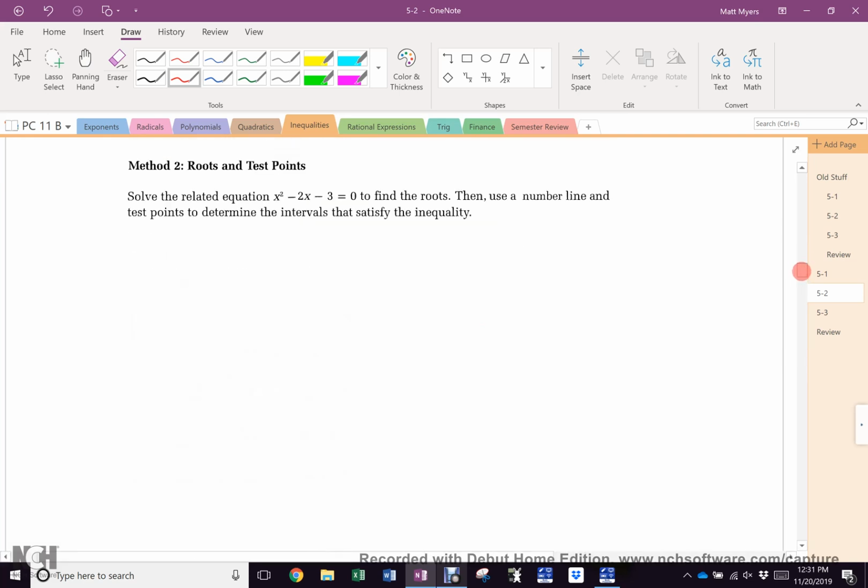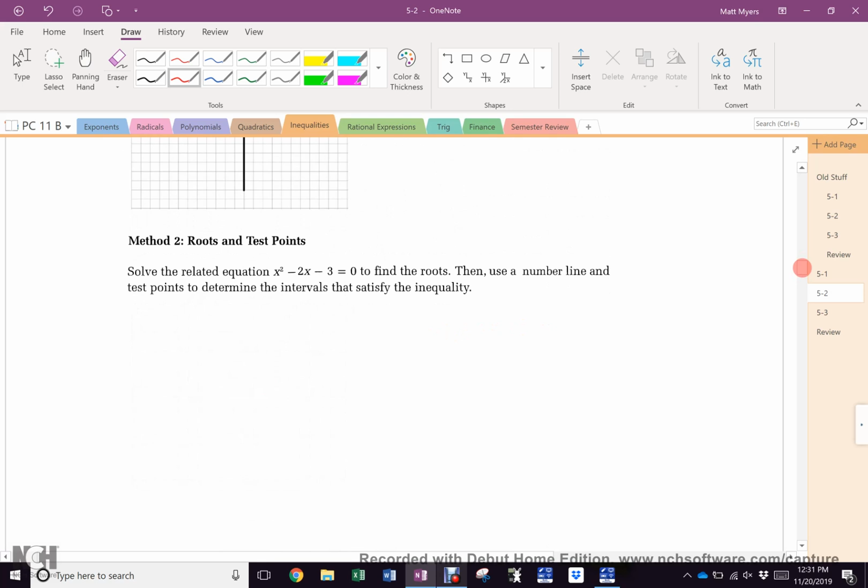So method 2, we have roots and test points. We've already done the roots. And remember, you can do this with anything, as long as you know the roots. What were the roots we had here? What were the roots? 3 and negative 1, yes? So root 1 equaled 3, root 2 equaled negative 1. Agreed? Now, since I only care about x's, I only need one number line, right? Everybody with me? What are the numbers that are important on that number line right now? Negative 1 and 3. Everyone agree?